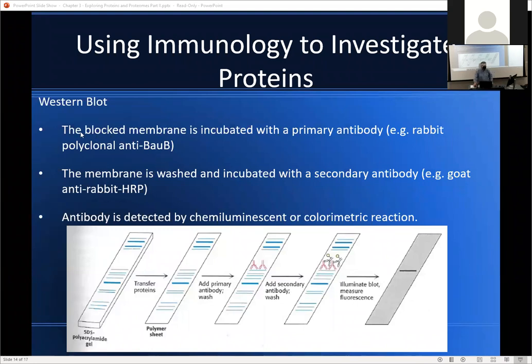Okay, so after the blocked membrane is incubated with a primary antibody, for example, we can use a rabbit antibody, the membrane is washed and incubated with a secondary antibody. So again, the secondary antibody is the anti-antibody antibody, so to speak. So it's an antibody that sticks to our first antibody. Of course, that's conjugated to an enzyme, and we can detect whether the band is there by a colorimetric reaction.